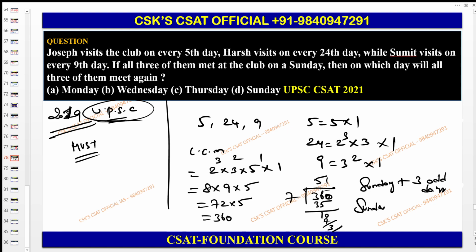Sunday. So Sunday is the meeting. So next 3, put here: Monday, Tuesday, Wednesday. Therefore, Sunday plus the third day, so Wednesday is the right answer for this question. This is the simple model.